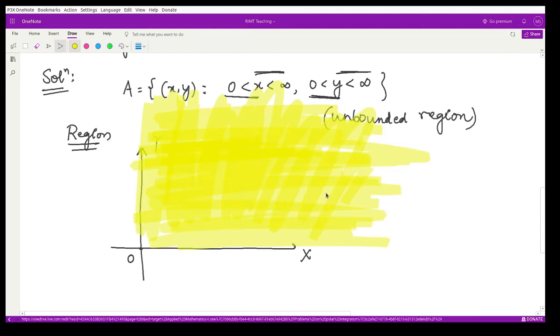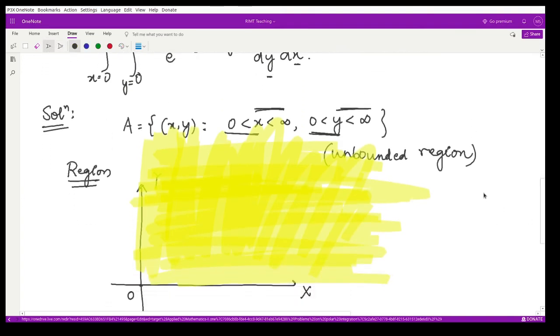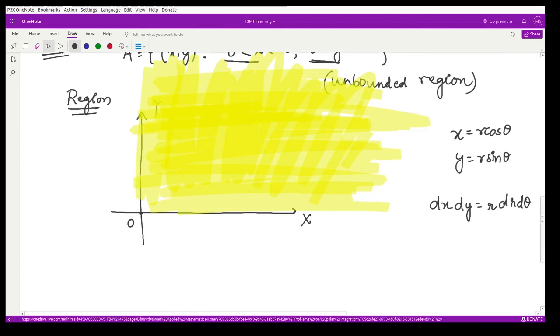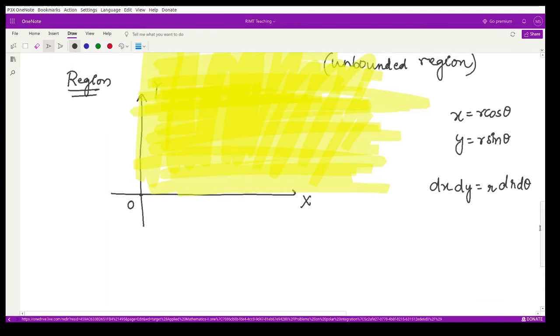Okay, now we have to convert this region into the corresponding polar equivalent. So you know, for polar equivalent for this region, you have this relationship: x is equal to r cos theta, y is equal to r sin theta, and dx dy is equivalent to r dr d theta. So now the remaining part is that of limits.